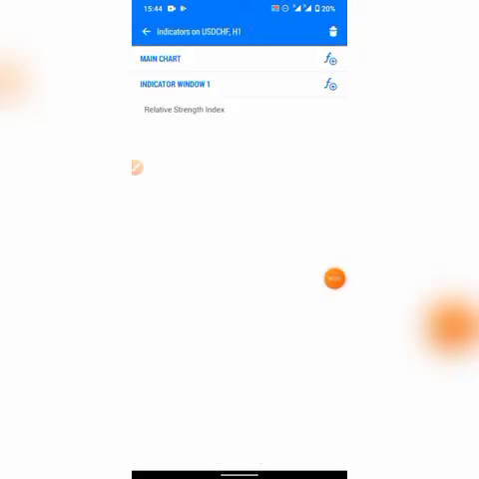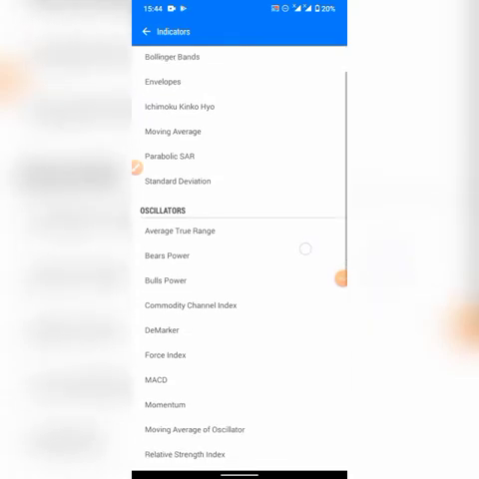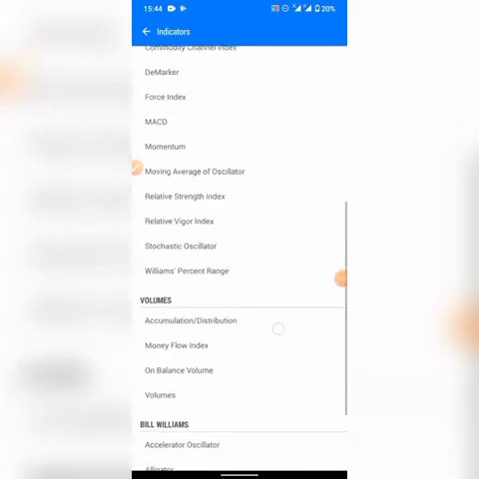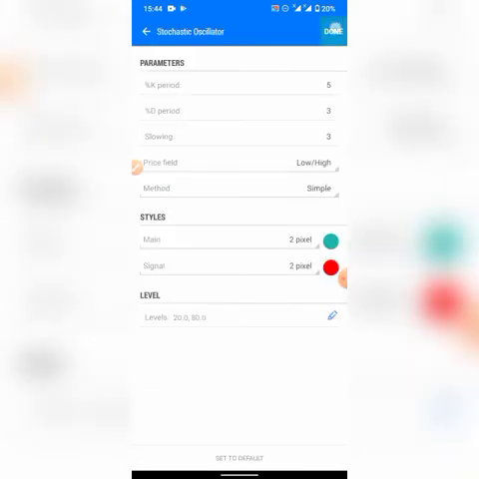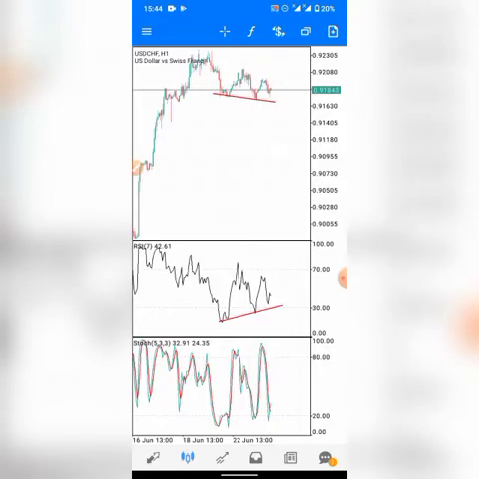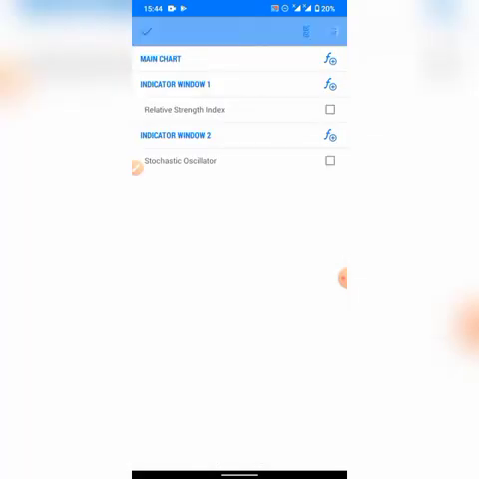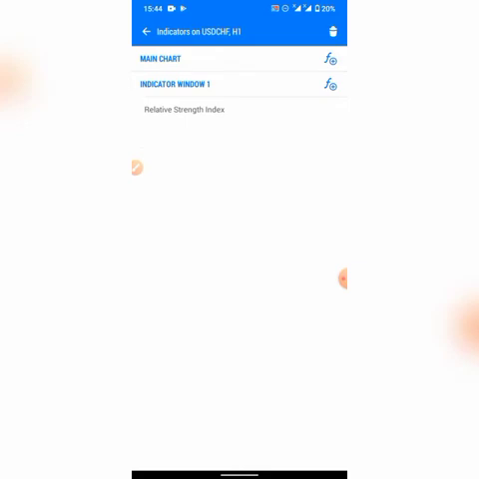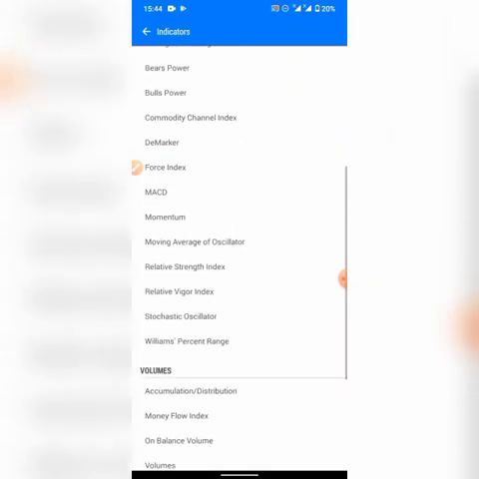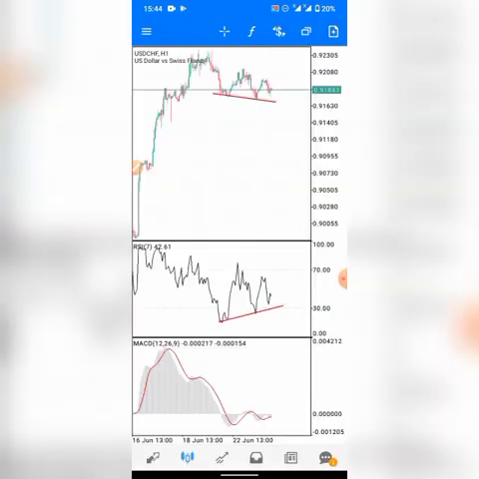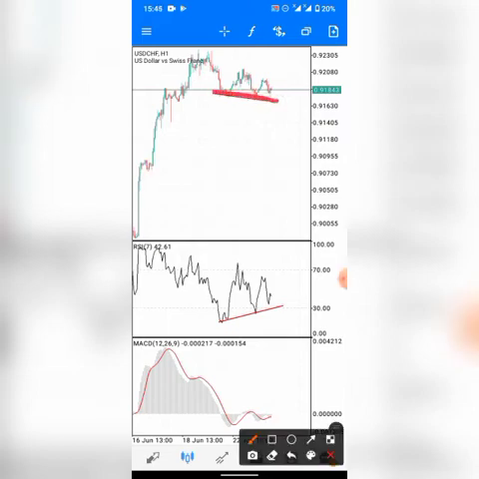Also, let's add our stochastic, sorry, I meant MACD. So I said I'll be adding. Okay, so in MACD, you can see that it's also the same thing. Okay, price and indicator are moving in opposite directions.